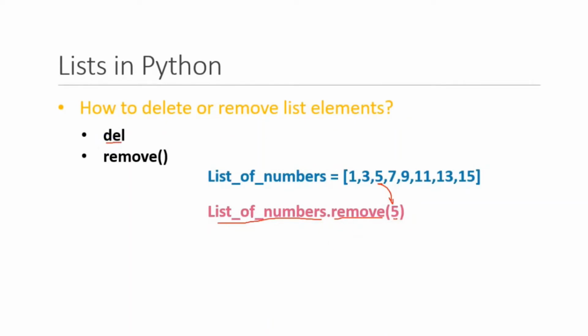When I execute this line, the output will be this. The list will become like this. Here you can see this 5 is deleted now. So now let's move to Colab and try to create some lists and then remove elements from them.